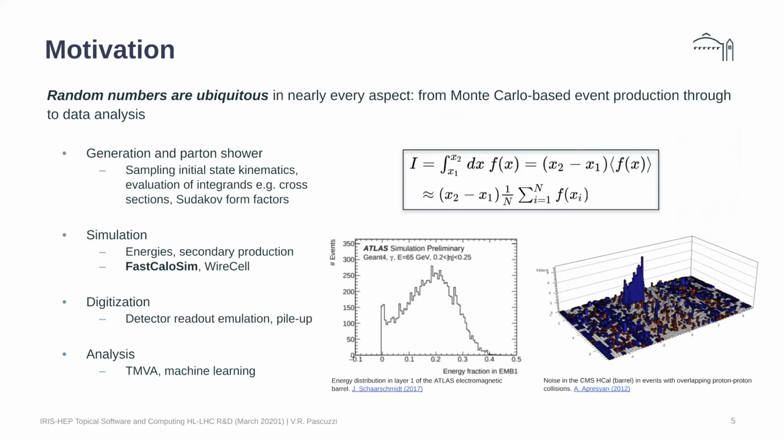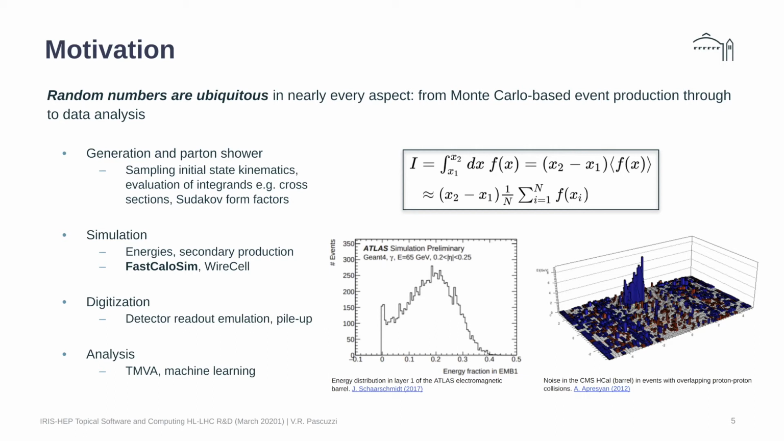Specific to this talk is random number generation. So in ATLAS and HEP in general, there are a number of different things that use random number generation, all the way from event generation to analysis. So event generation, parton showers. In simulation, we have to sample energies and secondary productions. What comes to mind is FastCaloSim, of course.